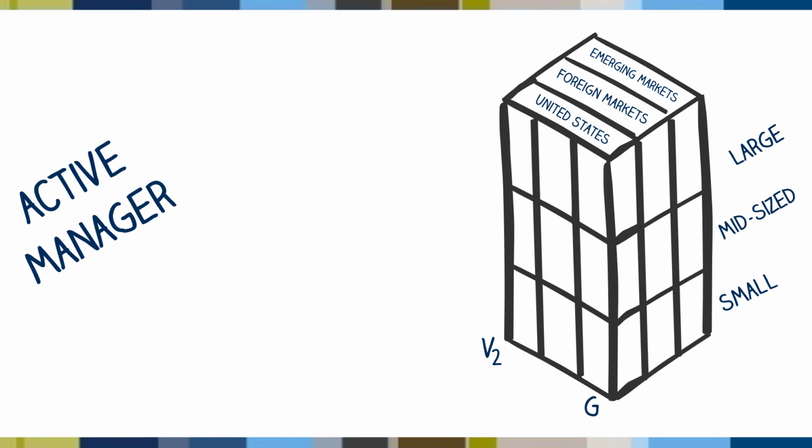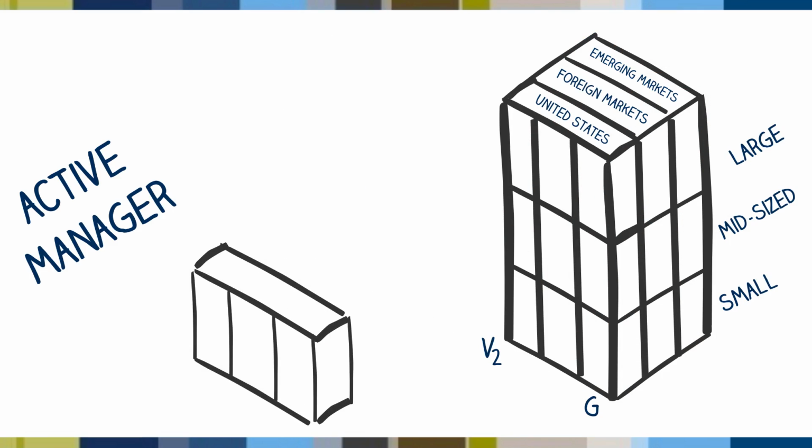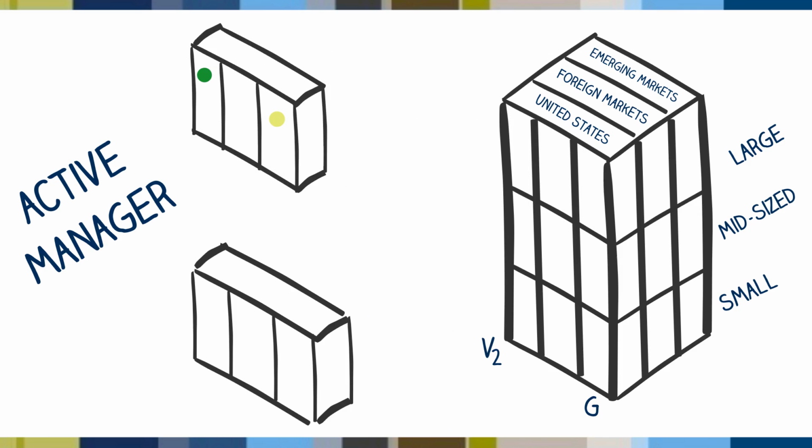An active manager might start the year thinking that U.S. small companies represent a better opportunity than U.S. large companies. They may buy some of the companies in those 3 boxes. During that year, the active manager may decide then that U.S. small companies are no longer the place to be, sell those holdings, and buy stocks of U.S. large companies. This is called turnover. The more actively managed a portfolio, the more turnover an investor is likely to see.